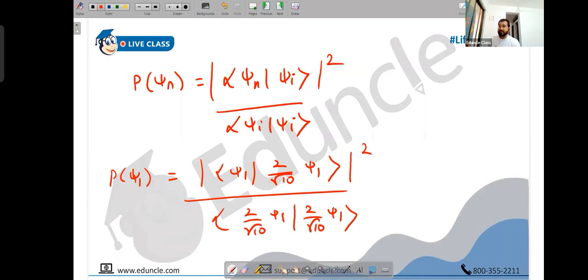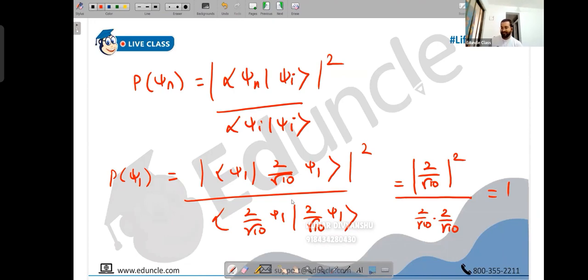Tell me any questions first of all. Probability that I will measure blue color is blue color into the total. That's it. Probability that I will get psi 1 is psi 1 into total. But the thing is, total itself is 2 by root 10 psi 1. Psi 1 will be 1. What are you left with? 2 upon root 10 mod square. Also, psi 1 will be 1. What am I left with? 2 upon root 10 into 2 upon root 10. What is the answer, people? 1. Understood?